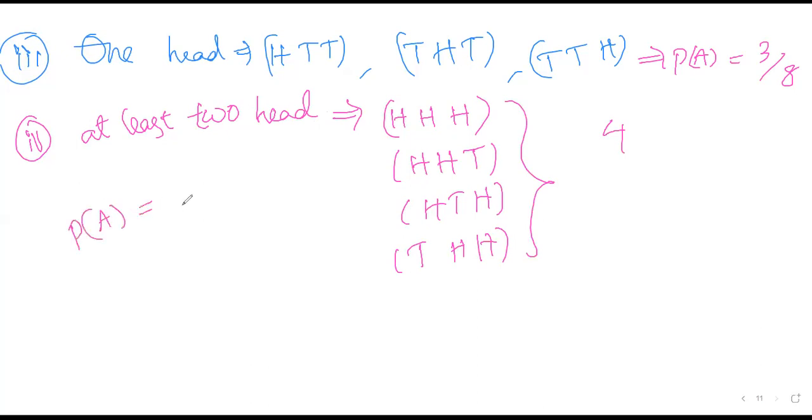Out of 8 outcomes, I have only favored 4. So what is the probability? 1 out of 2. Am I clear here? Okay, yes. Now let's discuss the dice.